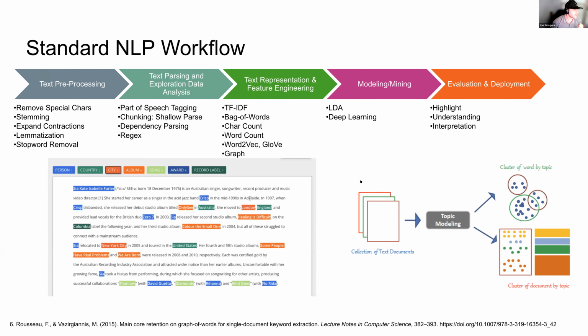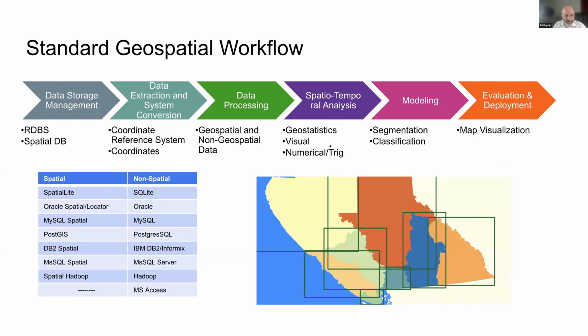Once the topic modeling has occurred, usually what we have is an evaluation and deployment. We do some highlighting and syntaxing so that a human can come in, interpret and understand, and then take action. Next we move on to the standard geospatial workflows, where you're going to see a lot of similar patterns. Again, this is a linear mapping, however it doesn't always work that way.